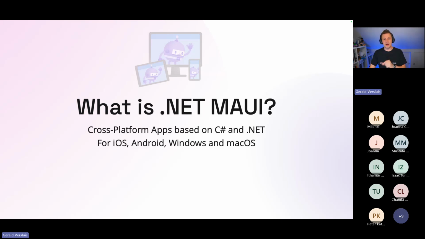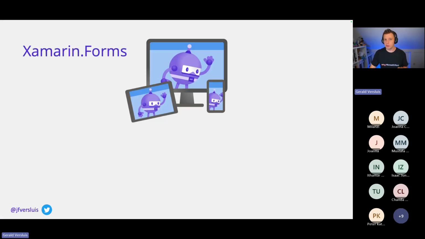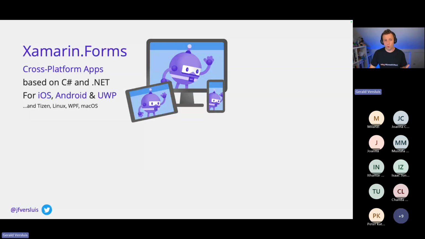What is .NET MAUI? Well, that's our cross-platform framework based on C# and .NET with which you can build apps for iOS, Android, Windows, and macOS. Now, if you've been around with us a little bit longer, then you probably know Xamarin Forms, right? That's what we had before, and that was our cross-platform apps framework for C# and .NET, but for iOS, Android, and UWP. UWP, we don't really do that anymore. It's deprecated, it's obsolete. We have WinUI 3 now. That's our backend now for .NET MAUI. But back then it was UWP.